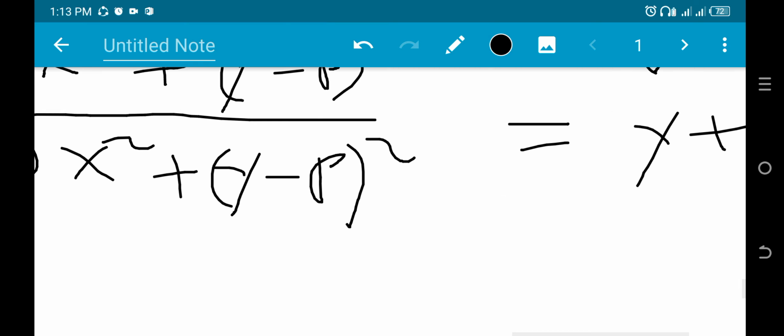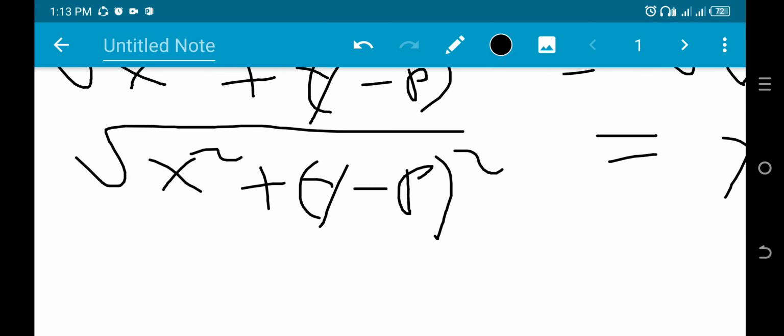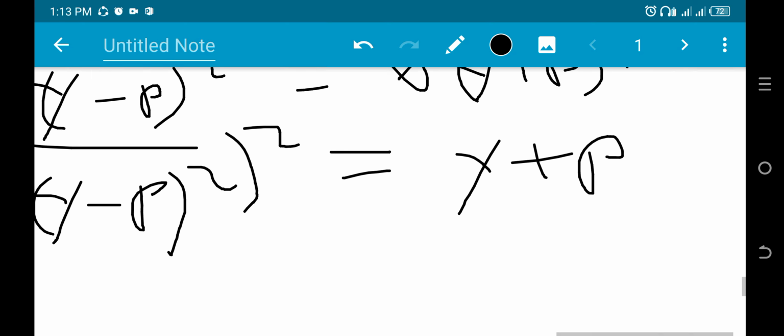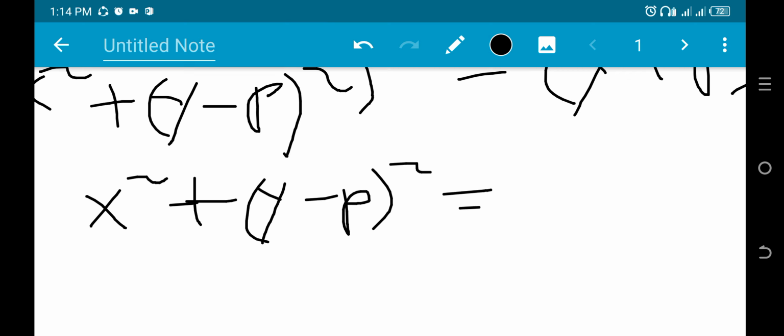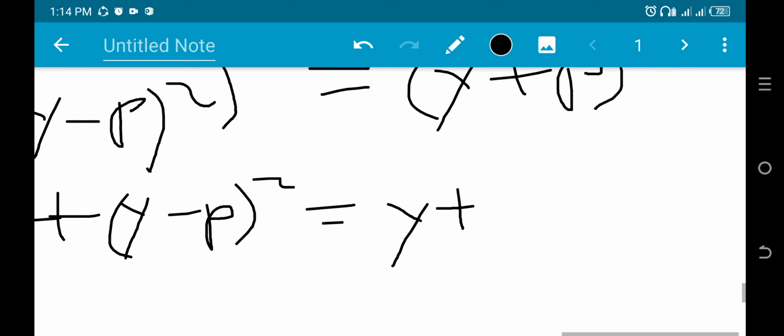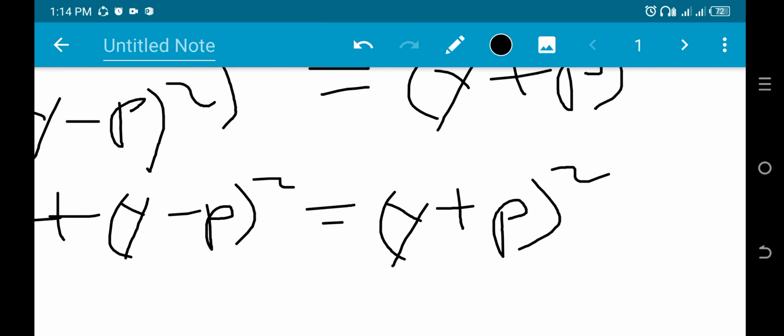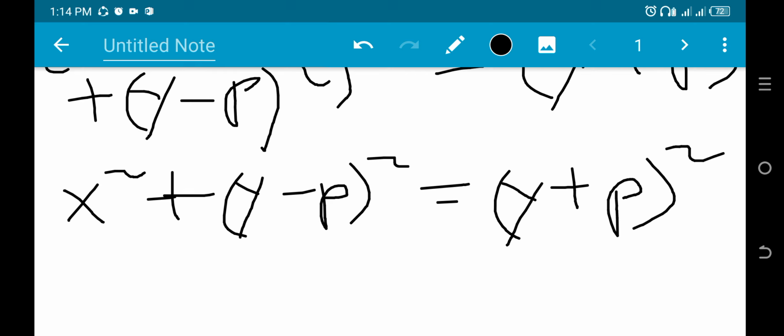So now, how can you collect the like terms? Since this side has a square root, it is very hard to do that. So for you to remove the square root, you have to square both sides. You square this side and then you square this side. So on the left hand side, we are just going to have x squared plus (y minus p) squared equal to (y plus p) squared.